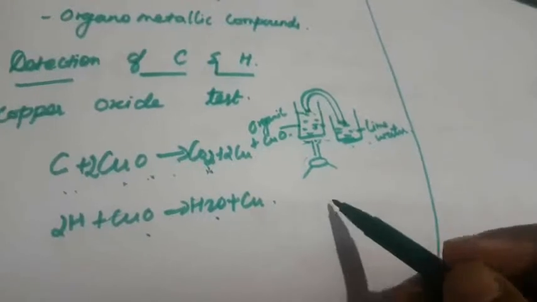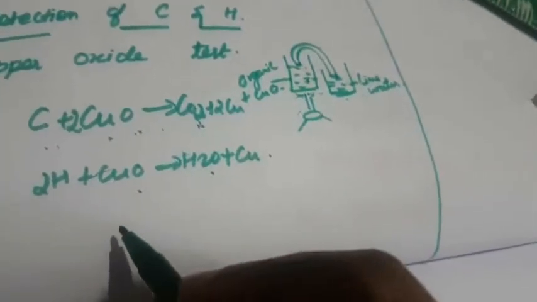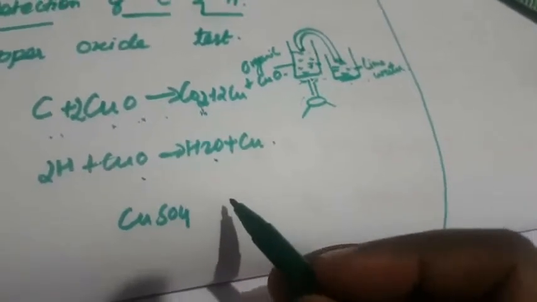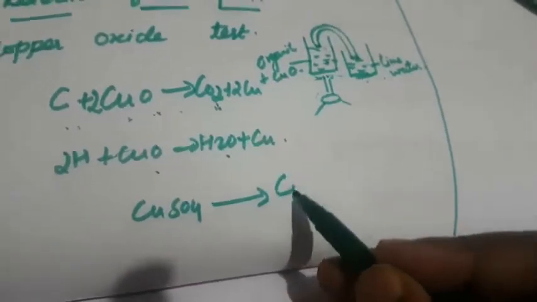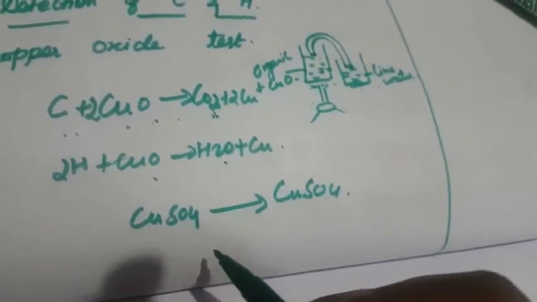Water is collected and tested with copper sulfate. Suppose water is present, how will it be identified? With anhydrous copper sulfate, which turns blue. The white anhydrous copper sulfate turns into blue copper sulfate. This confirms the presence of hydrogen. This is colorless.